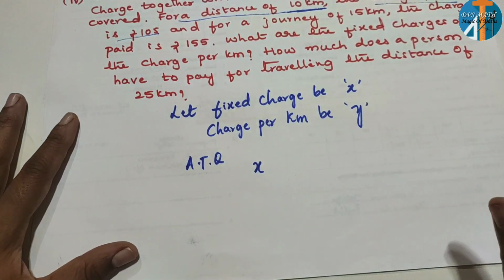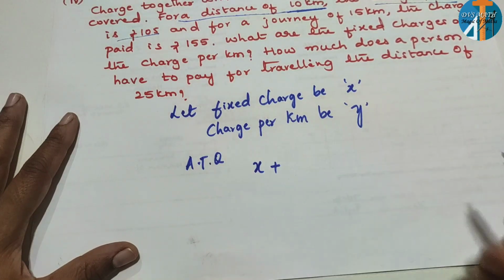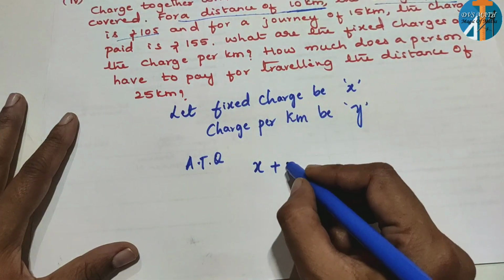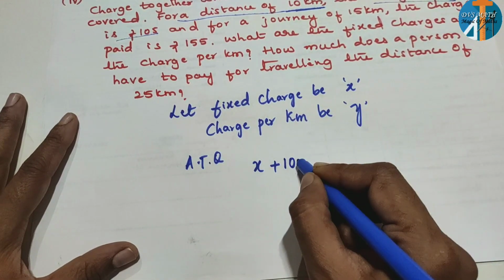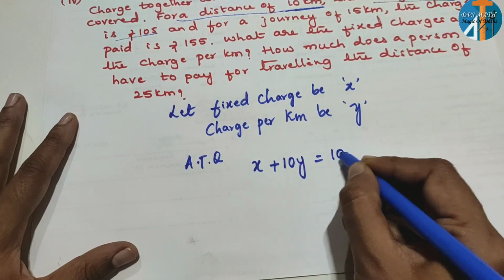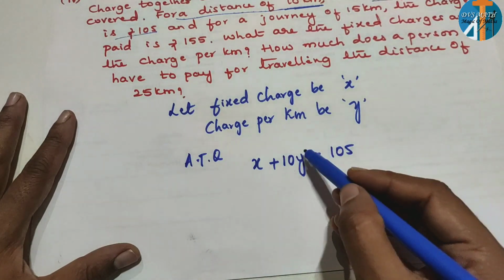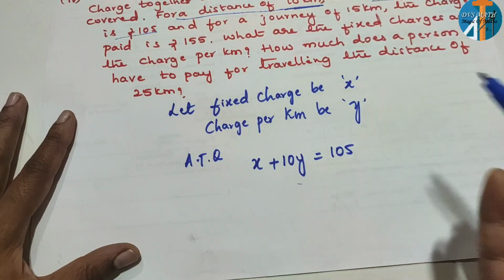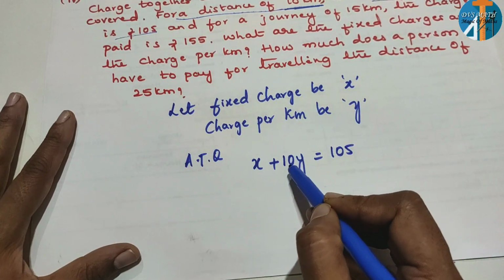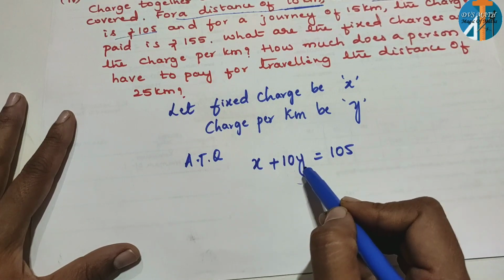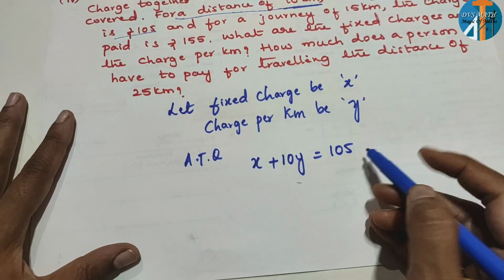We don't know that. Fixed charge is X. How many kilometers is he traveling? 10 kilometers. That means 10 into Y is equal to 105. Observe carefully. Fixed charge is X, we don't know. And per kilometer also we don't know. But how many kilometers traveled? 10 kilometers. So 10Y is equal to the total amount, 105.